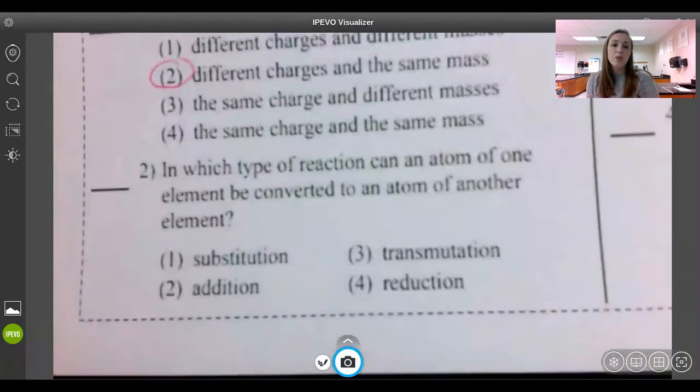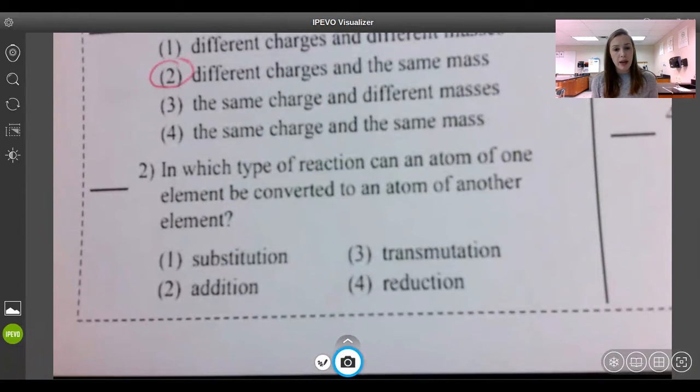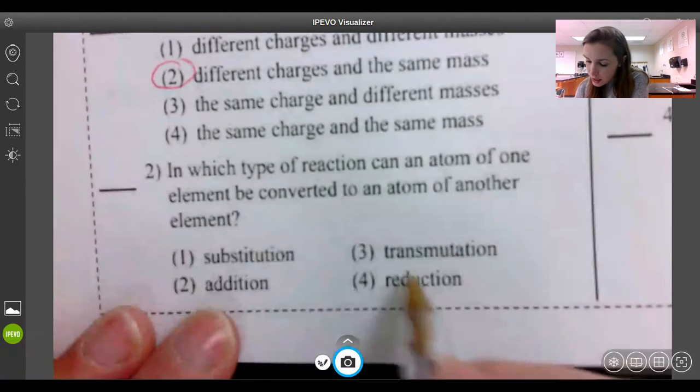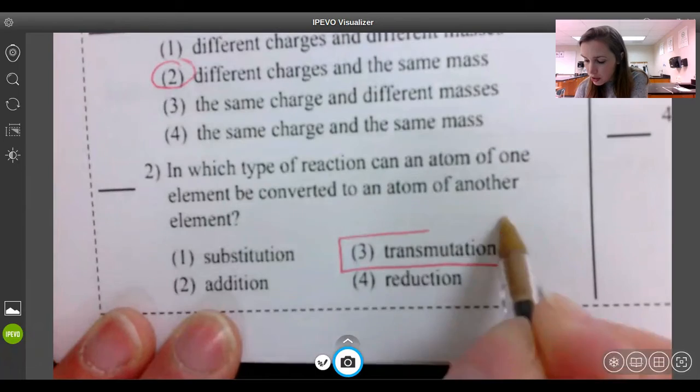Question number 2: in which type of reaction can an atom of one element be converted to an atom of another element? Okay, this is our definition, which would be number 3, transmutation.